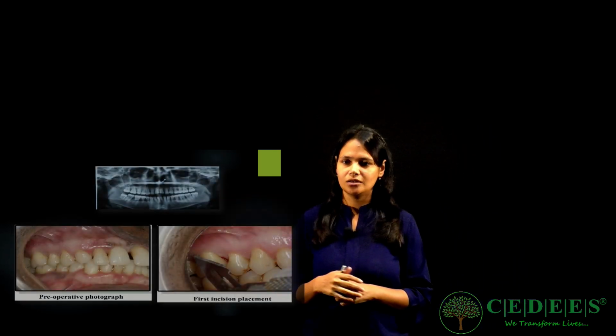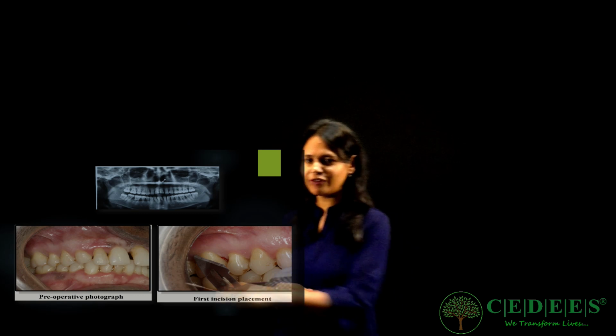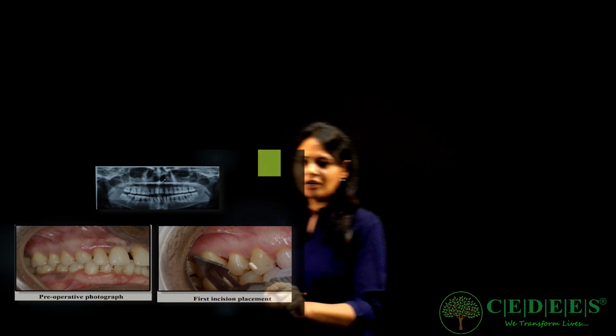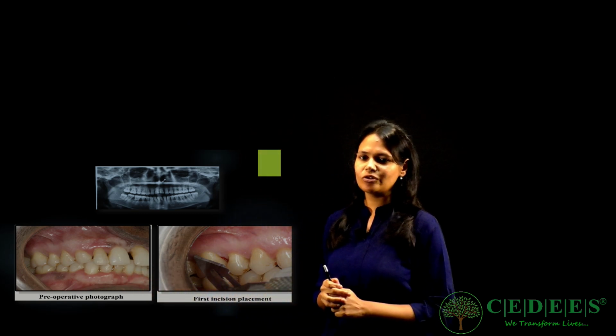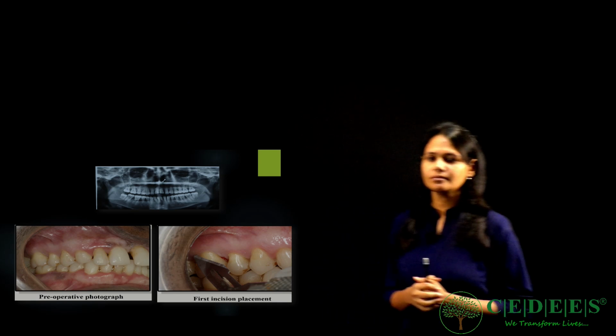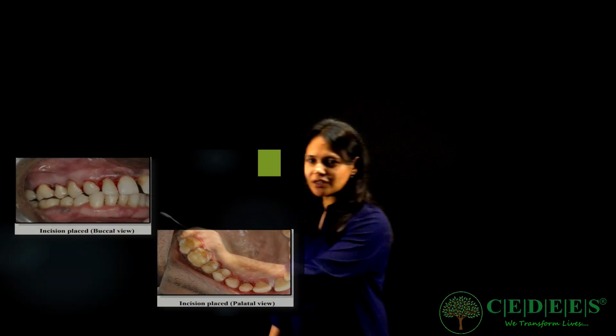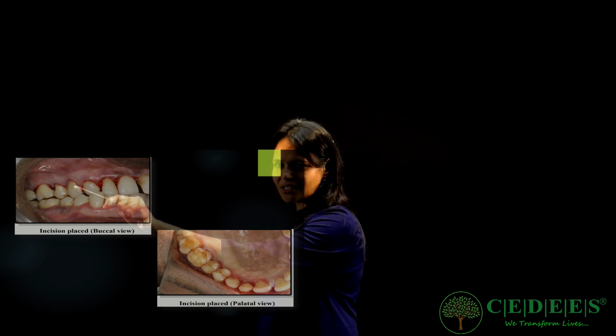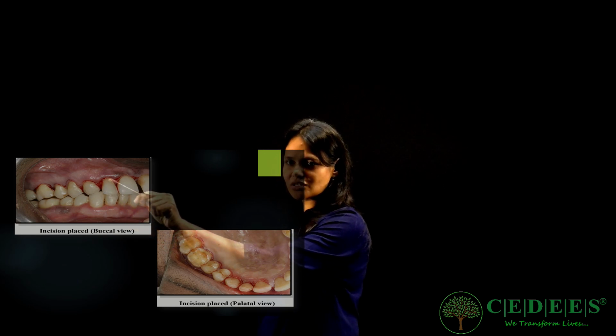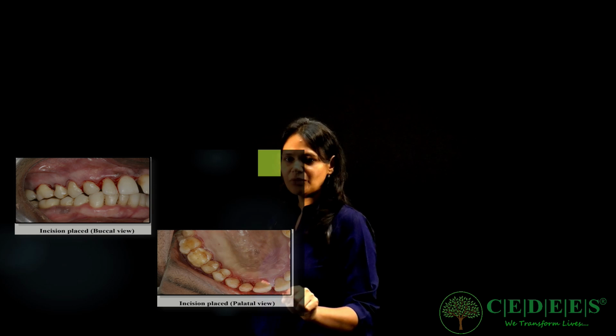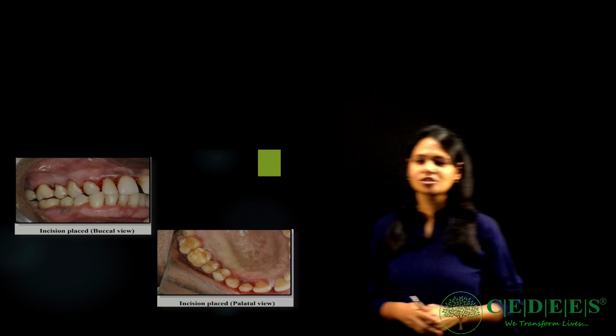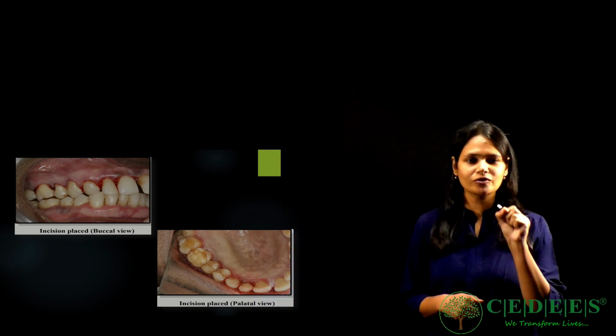So I have a clinical case where we have done modified Widman flap. As you can see here, pre-operative, first incision. Here they are using a number 11 blade to give the first incision. If you can appreciate, you can see a thin margin of gingiva which has been cut. So this is a good first incision. Okay, even palatally you can appreciate the first incision, which involves only 0.5 to 1 mm of the gingiva.